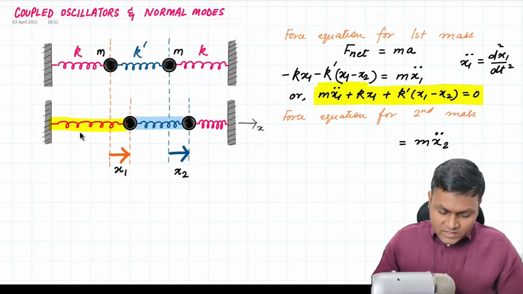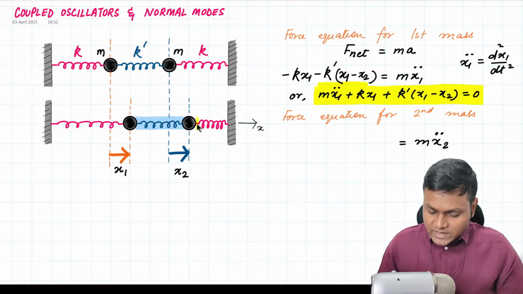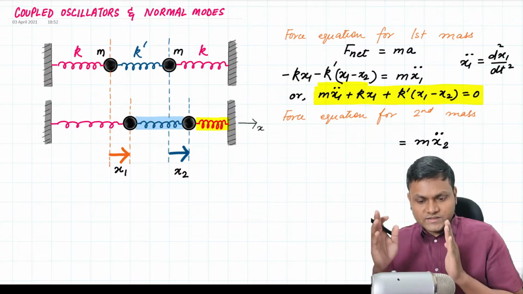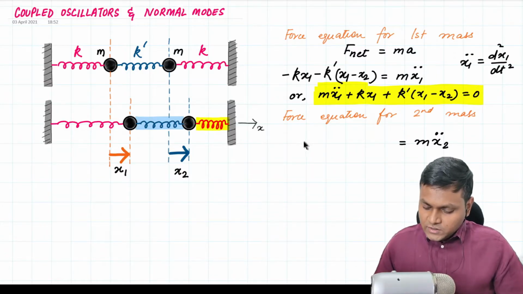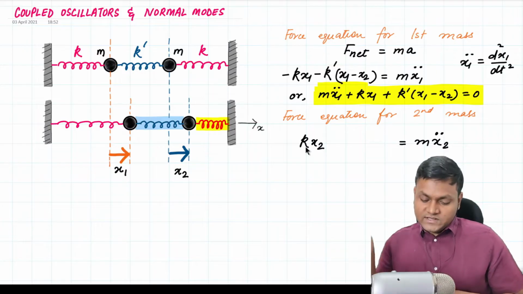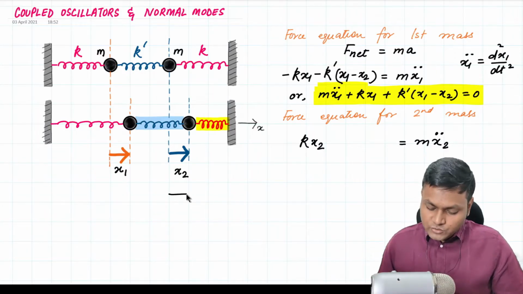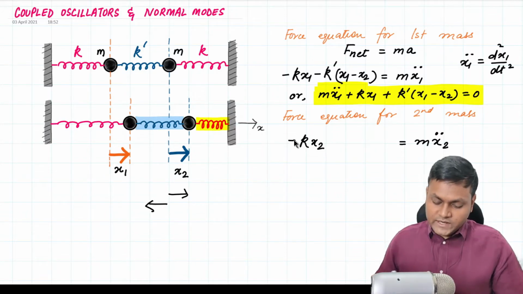Now, the second mass will be affected by the extensions of the second spring as well as the third spring. If we are only looking at the force due to the third spring, then the extension in the third spring is given by x2, right? And since its spring constant is k, the force is kx2. And since this is acting opposite to the direction of x2, so x2 is in this direction, the force will be acting in the opposite direction. So I apply a negative sign here.